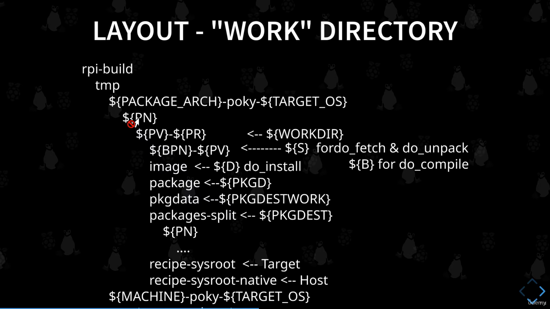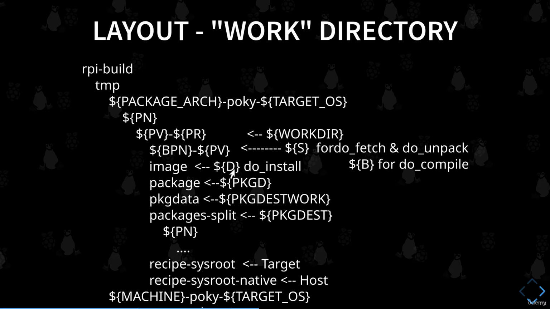So PN is the name of the package, PV is the version of the package, PR is the revision of the package. So this subfolder here is what in recipes we can refer to as workdir. The bpn-pv directory is what is pointed to by S, and the do_fetch and do_unpack tasks end up working on this directory, so they unpack the sources to it.